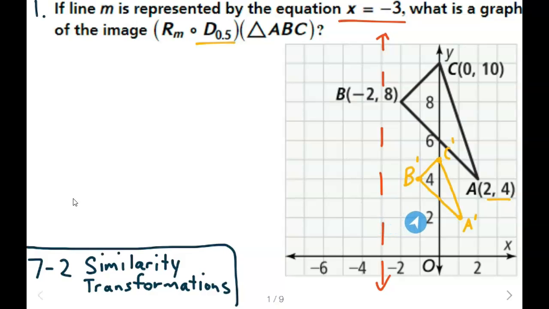So A prime is 1, 2, 3, 4 units to the right. So A double prime will be 4 units to the left. Still has the same y coordinate as before. B prime is 2 units to the right of this line, and so B double prime will be 2 units to the left of that line. And then C prime, which is 1, 2, 3 units to the right, will be 1, 2, 3 units to the left.